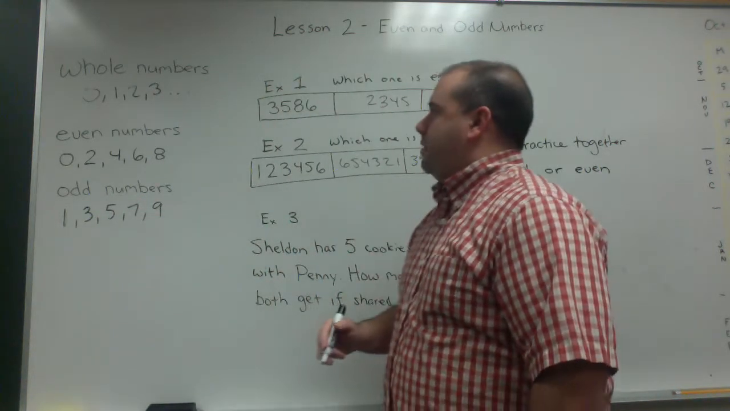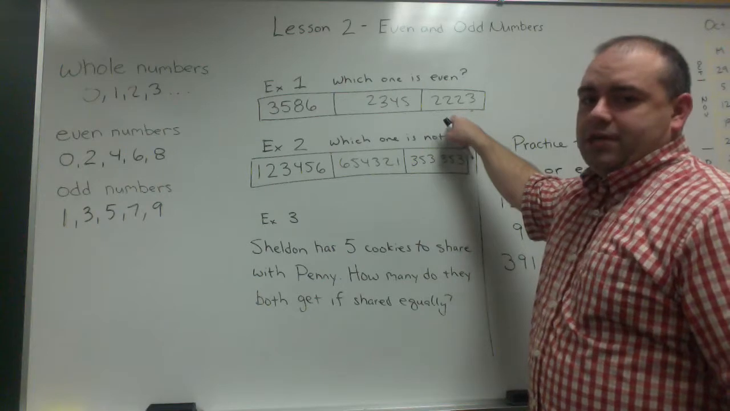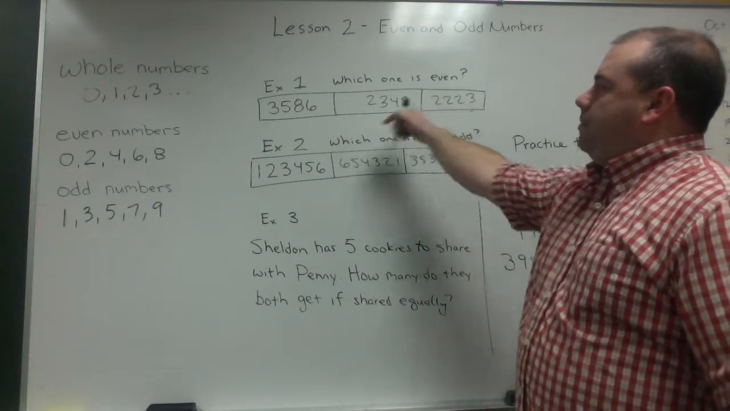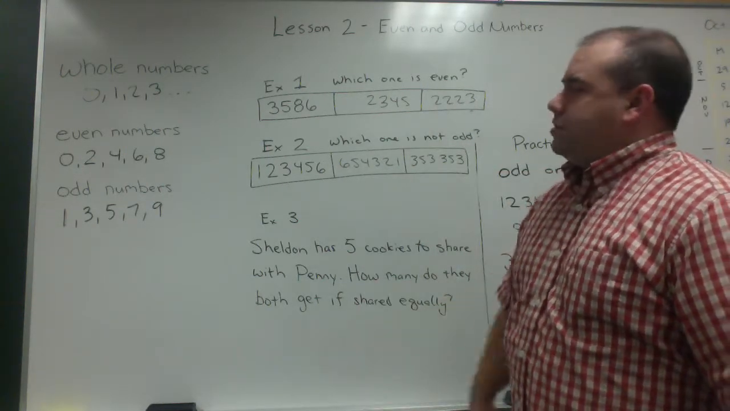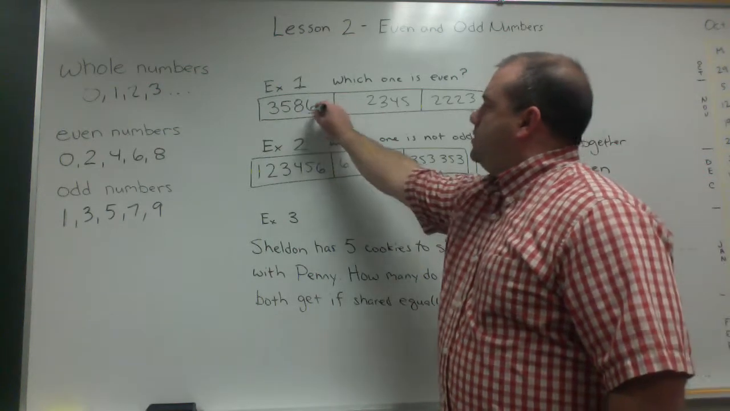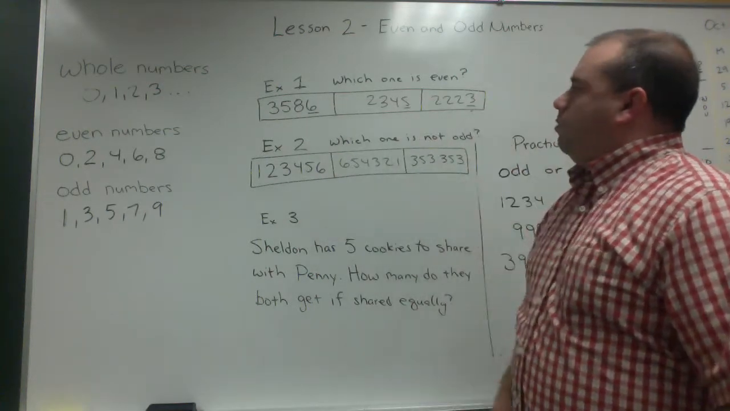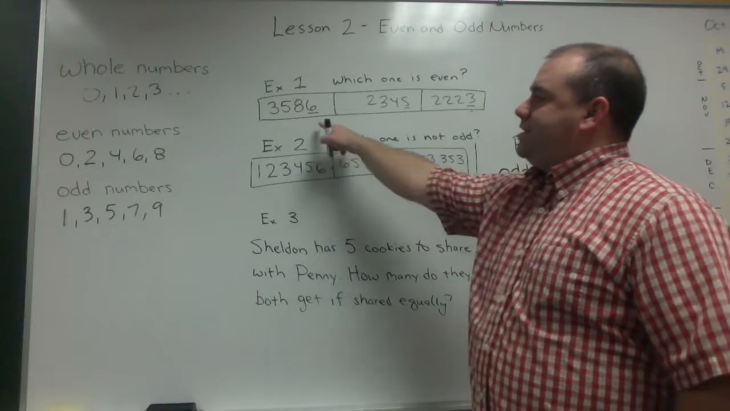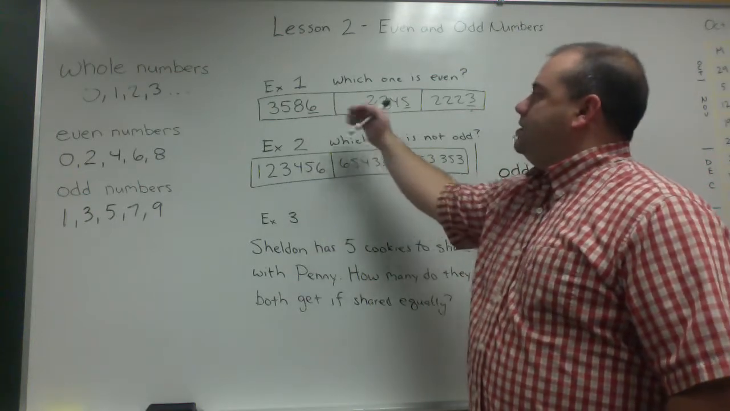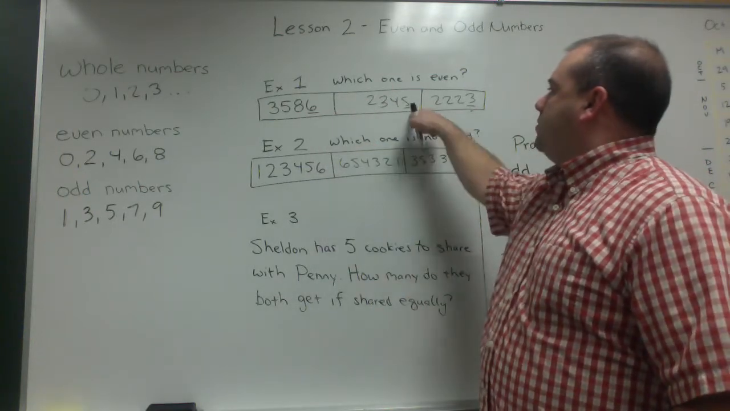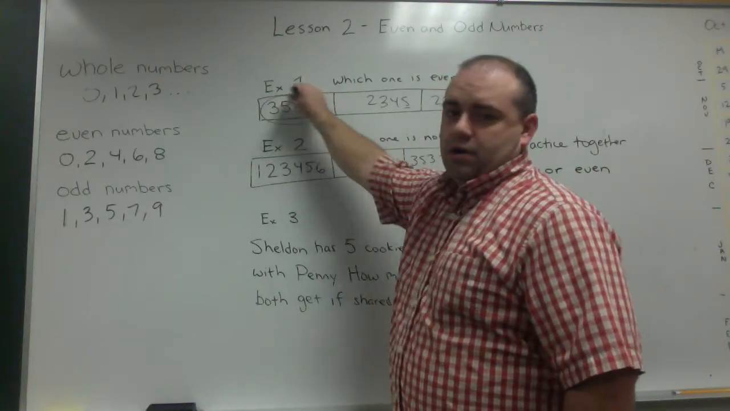Let's take a look at a couple of examples. Example 1. Which one of these is even? They're kind of big numbers, being in the thousands. All we have to do is look at the last digit, though. So we have 6, 5, and 3. Well, knowing what we know, we can divide 6 equally with nothing left over. That means the entire number would be even. These other two would be odd. So this would be your even number.